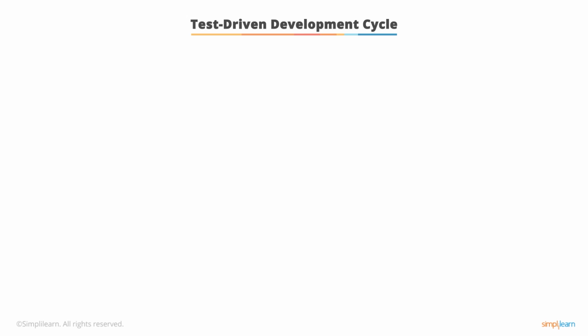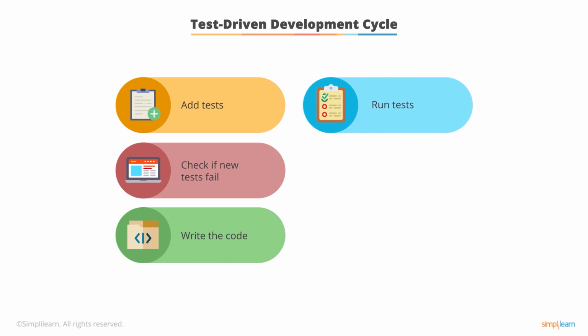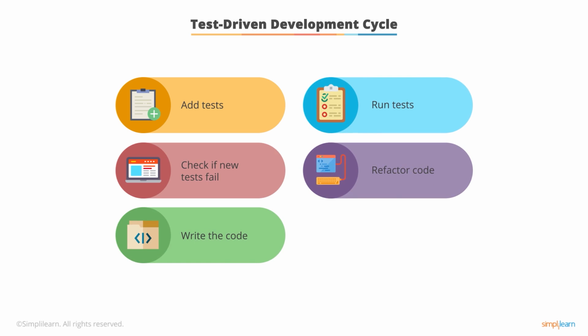Test-driven development cycle. 1. Add the test, or you can also say create the test. 2. Check that the new test fails. 3. Write the code that gets the test to pass. 4. Run the test. 5. Refactor the code if necessary. And then 6. Repeat the process again.